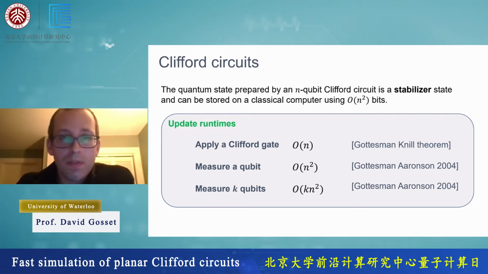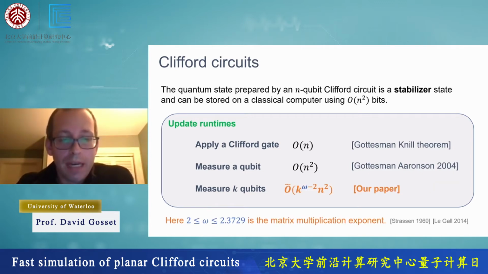One of the contributions of our work is that we improve that batch measurement task to have a runtime which is, up to log factors, k to the omega minus 2 times n squared, where omega is a number between 2 and roughly 2.37. That is the exponent for matrix multiplication. So for example, if you want to measure all of the qubits of an n qubit state, this would tell you that you can do it in time n to the omega, which is the same runtime as multiplying two n by n matrices, which you might not be surprised by, but it didn't appear to be known or written down in the literature before our work.